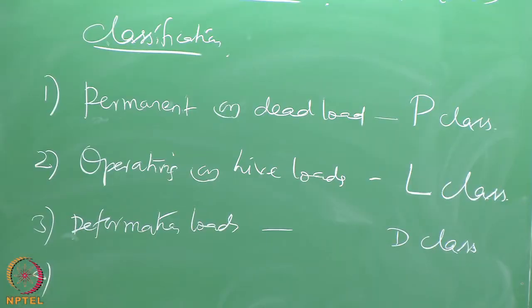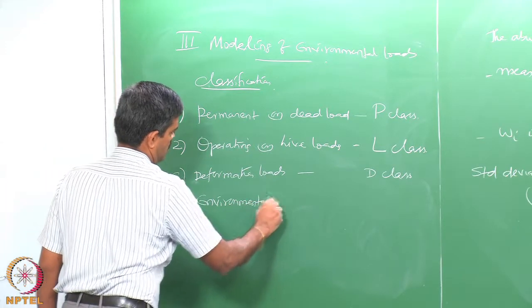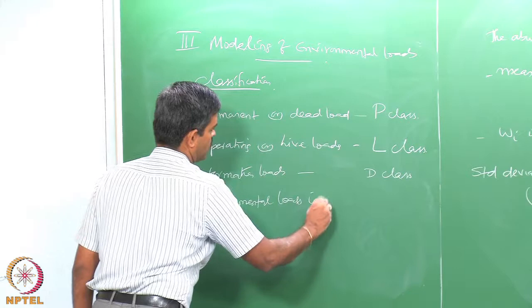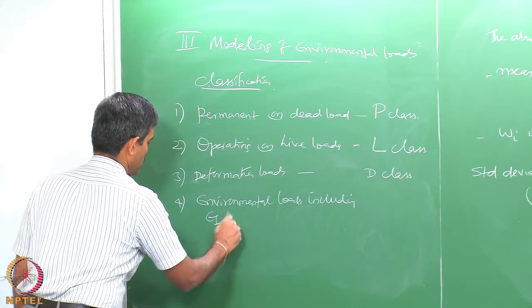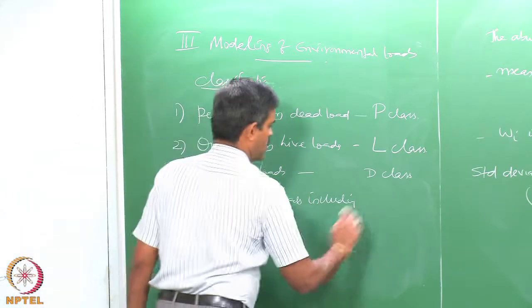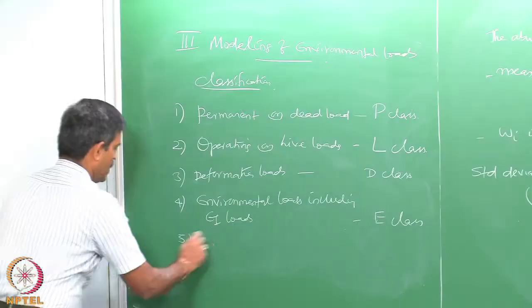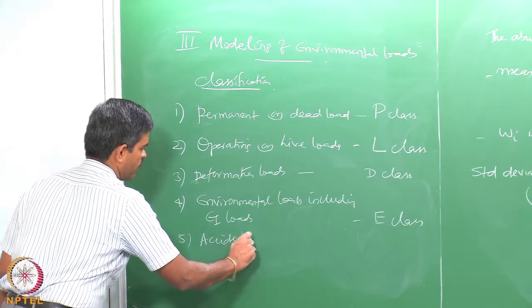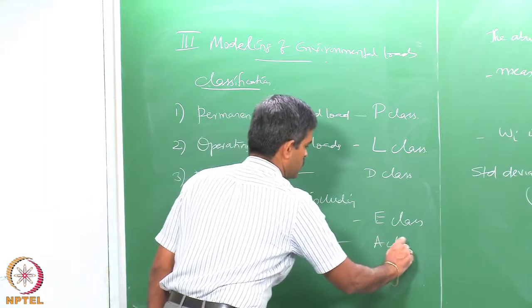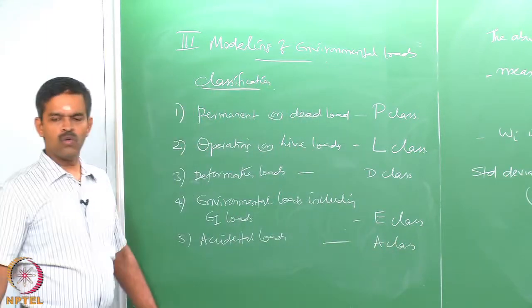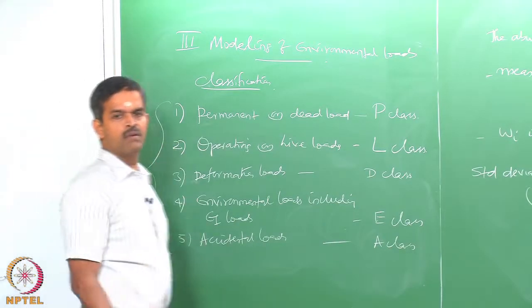Fourth, environmental loads, including earthquake loads, called as E class loads, and lastly accidental loads called as A class loads. So, loads acting on offshore structures can be classified into 5 as given in the blackboard now.